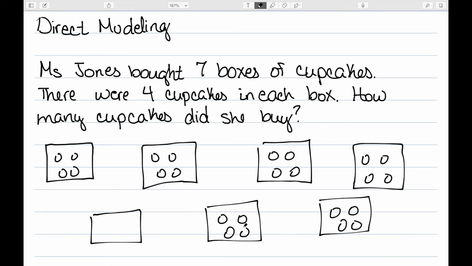And this would be a direct modeling strategy. From there, we could just add up to see how many we have. We know we have 4 here. This makes 8, 12, 16, 20, 24, and 28. So we have our solution of 28.